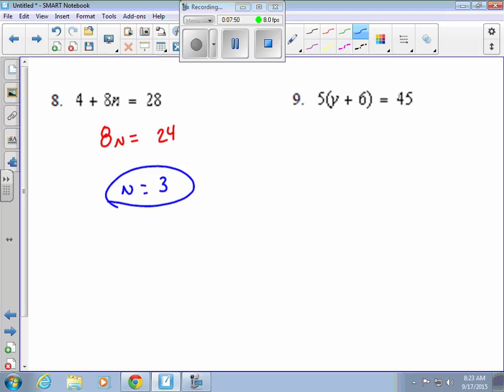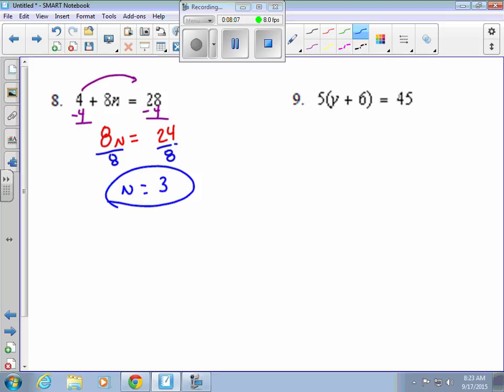Okay, all we did right there was we moved over 4 by subtracting it. When you subtract 28 minus 4, you get 24. And then we divided by 8 on both sides. 24 divided by 8 is 3.